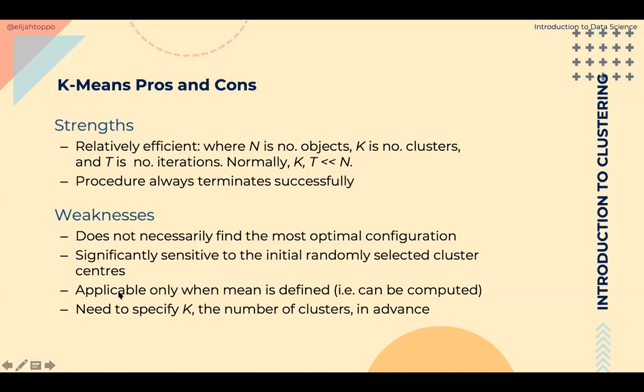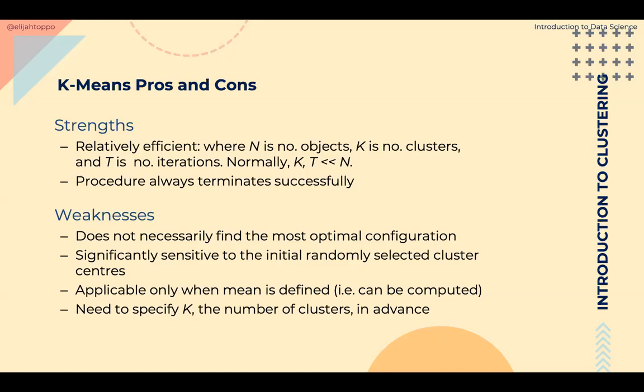Thirdly, it is only applicable when the mean is defined, that is, it can be computed. So as long as you can define the mean of the features, okay, then we can move the centroids, then we can talk about distances and so on. If mean has no conception, if looking at the data we cannot say what the mean value is, then it is very difficult to work with the K-means algorithm. Okay. So by mean, basically what we mean is if we have numerical data, K-means is applicable. But if we have categorical data, it is very difficult to implement K-means.